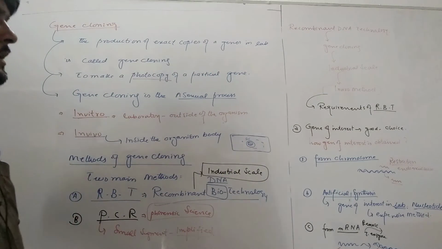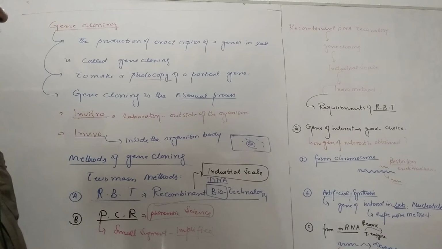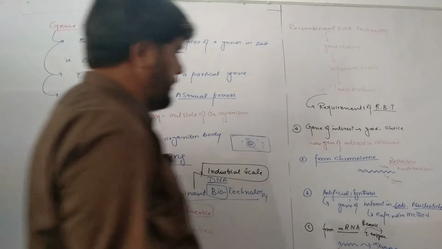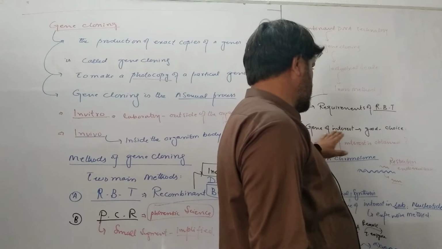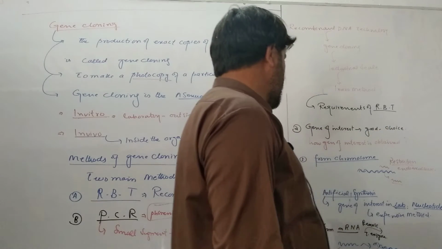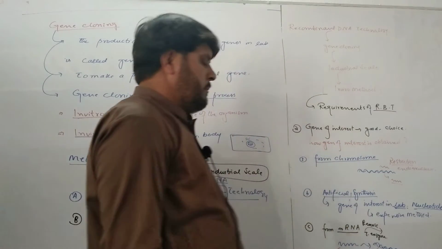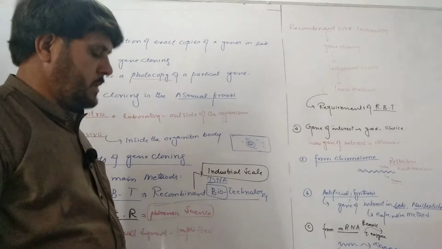Dear student, recombinant DNA technology is used for gene cloning. It is used for industrial scale. It is the in vivo method. A requirement of RDT is the gene of interest. It is also called good gene or gene of choice. How is gene of interest obtained? There are three common methods by which we can obtain gene of interest.